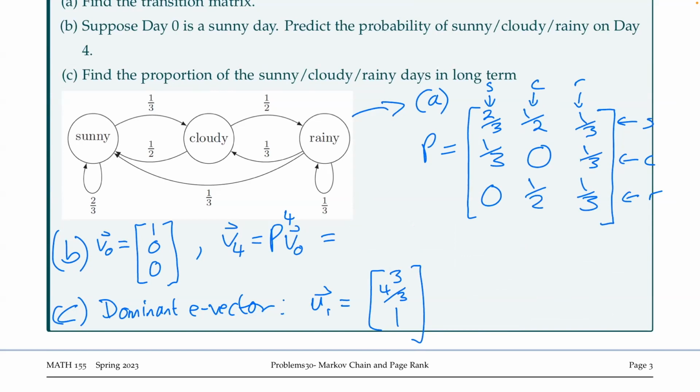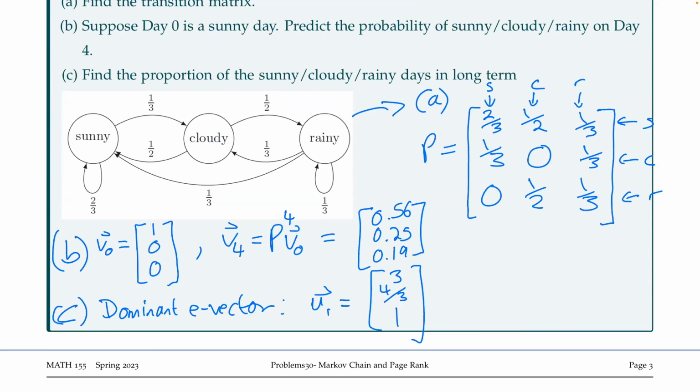This is a laborious thing. I would not suggest actually working this out for yourself. If you did, though, you'd end up with something that's roughly 0.56, 0.25, and 0.19. So this is saying the probability of it being sunny on day 4, given that it was sunny on day 0, is 56%, or a 0.56 probability. Probability of it being cloudy is 25%. Probability of it being rainy on day 4 is 19%. So if you start with a different distribution, you might get different figures.